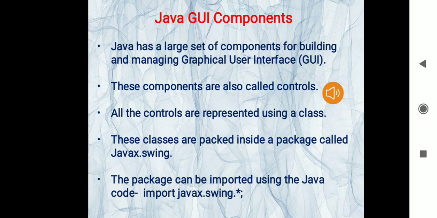Each of these controls is represented using a class. For example, for the control label, the class is JLabel. For the control text field, the class is JTextField. Now all these classes, that is JLabel, JTextField, JComboBox and so on, are packed inside a package called javax.swing.